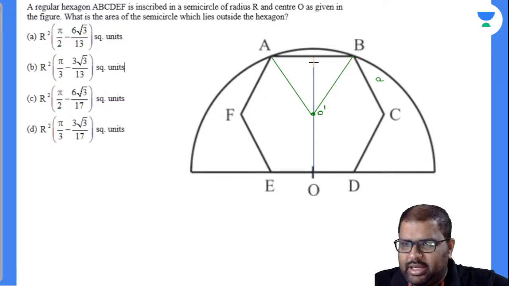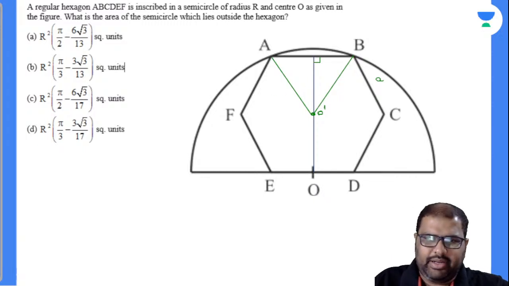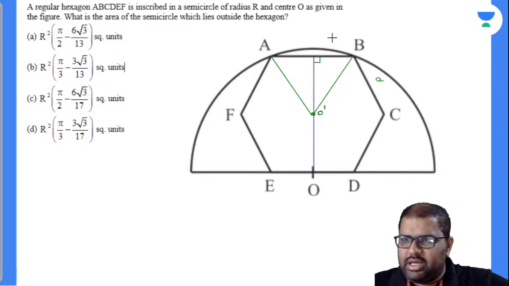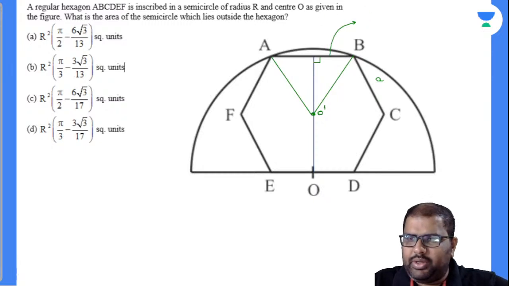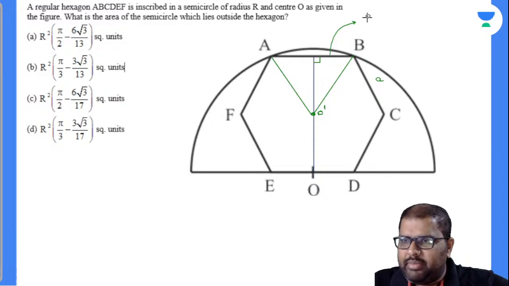This is perpendicular, right? So I'm dropping a perpendicular. This will be 90 degrees. This will be 60 degrees. This will be 30 degrees. Everybody knows, just now you have seen in the previous slide. Now how much will this value be? Sorry, this will be a by 2, opposite to 30 degrees. So I will mark A, B, C, D, F. Now I'll mark this as G.